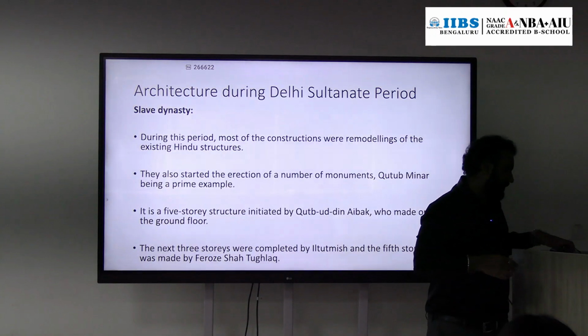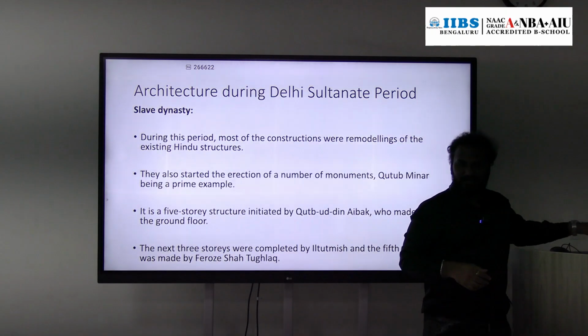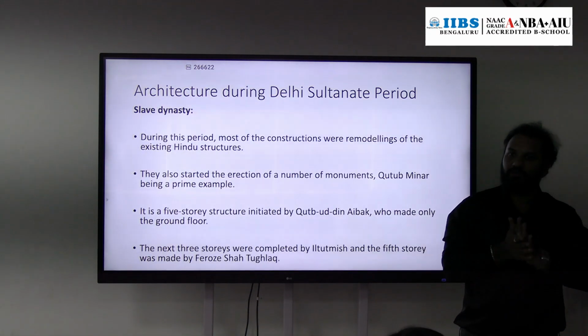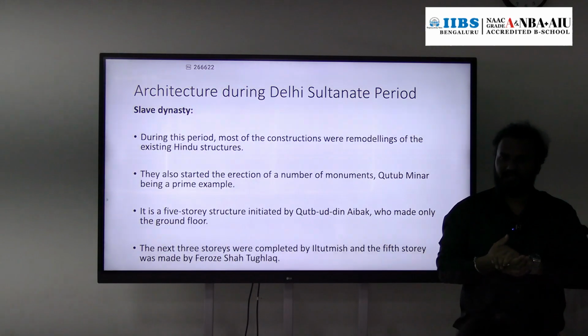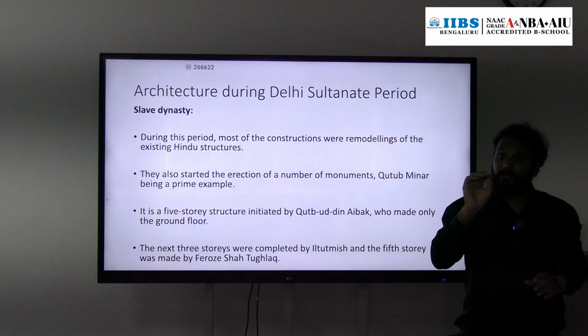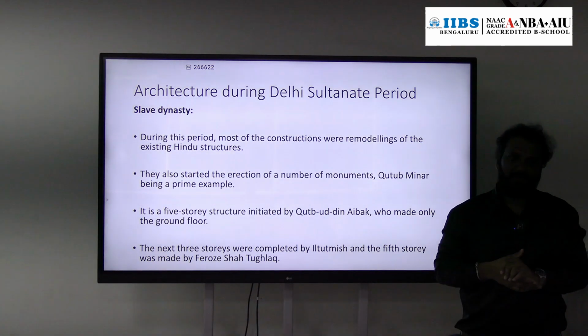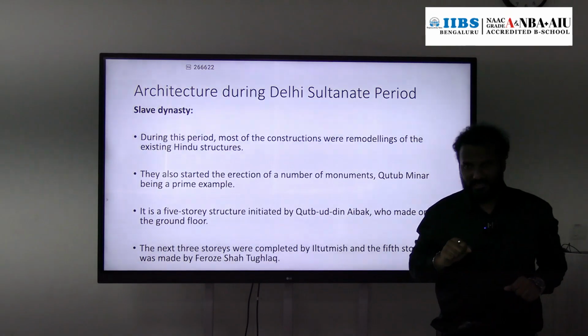Okay, compared to Qutub Minar. Anyway, so Qutub Minar, the concept of Minar we already discussed. Regarding Qutub Minar, it is a 5-story building. Qutubuddin Aibak, he was the founder of the Slave dynasty or Mamluk dynasty.